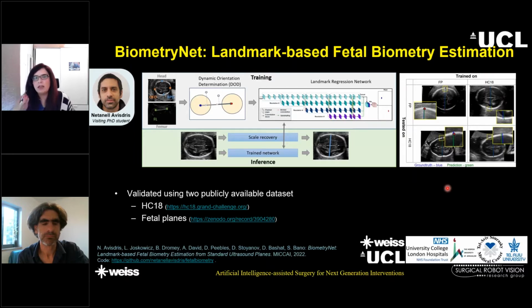Here we obtain the annotations exactly in the same way the clinicians record these annotations during the ultrasound procedure. So it is something they are very familiar with, and something which is much easier to obtain and less time consuming compared to the segmentation mask. We validated the landmark-based approach on two publicly available data sets, and you can check out our work, and also the code is freely available as well.